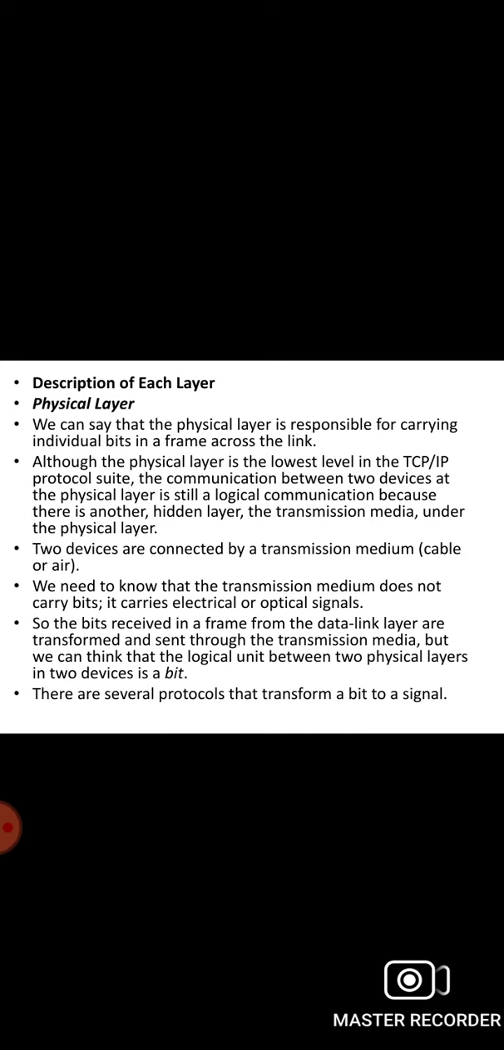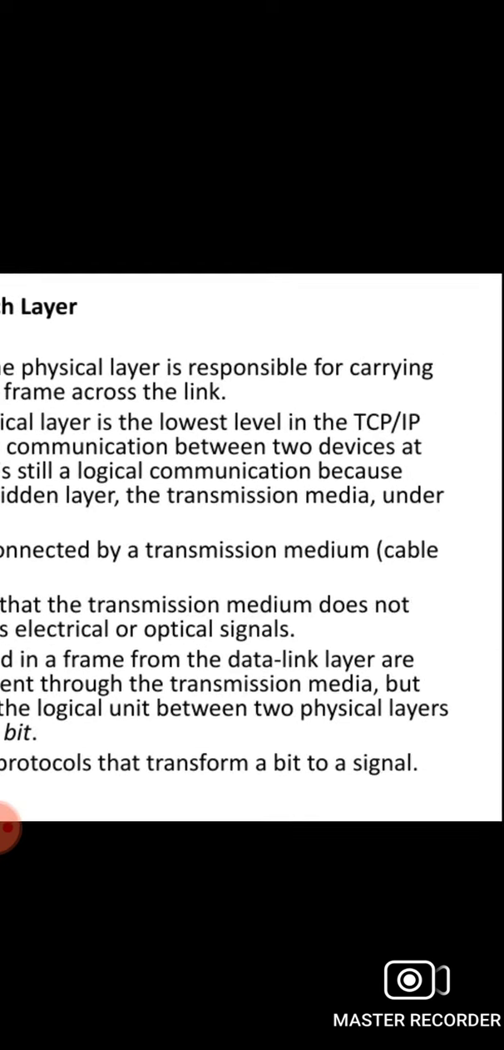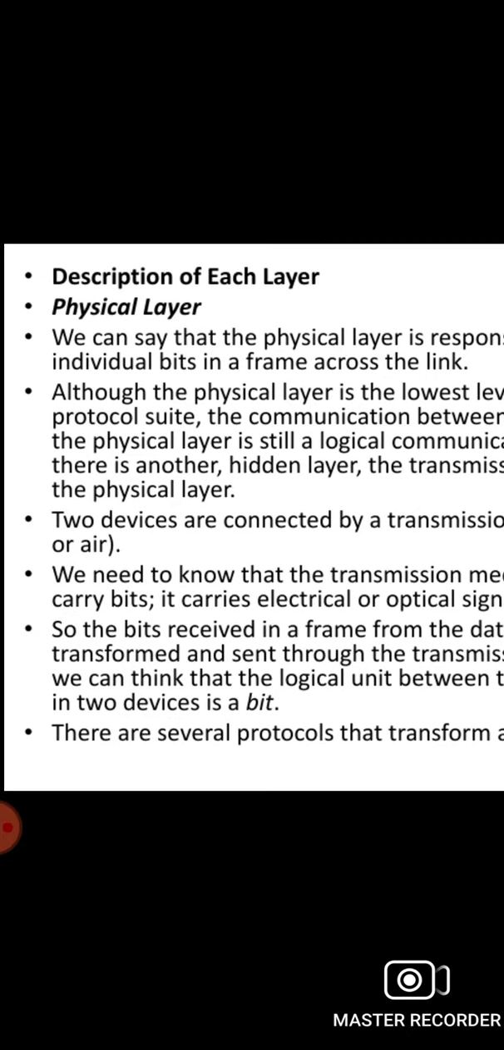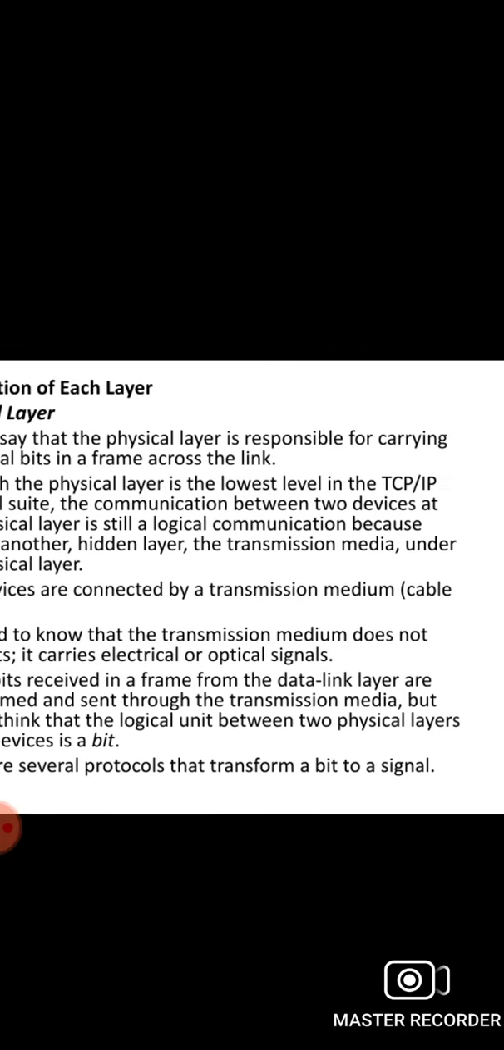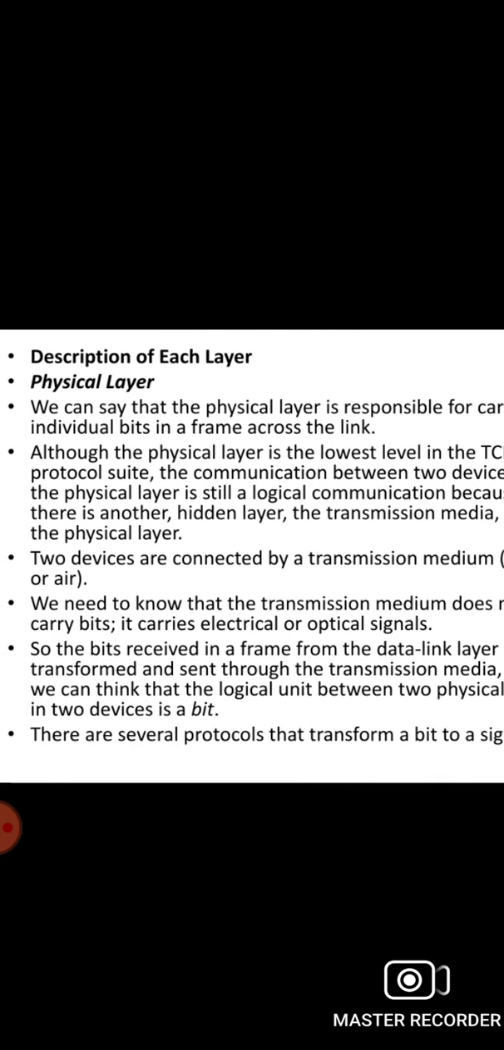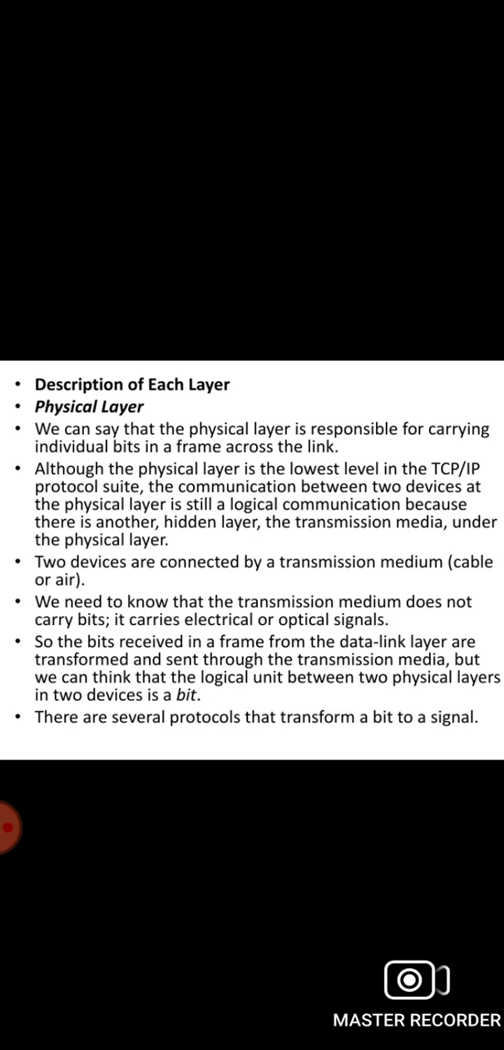Now, let us define one by one. We can say that the physical layer is responsible for carrying the individual bits in the frame across the link. Although the physical layer is the lowest level in the TCP/IP protocol suite, the communication between two devices at this physical layer is still a logical connection, because there is another hidden layer in the model, that is the transmission media under the physical layer.